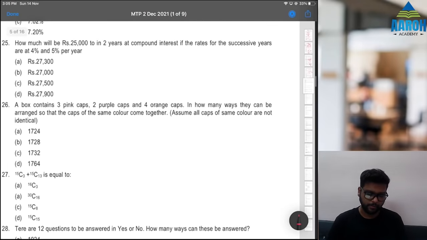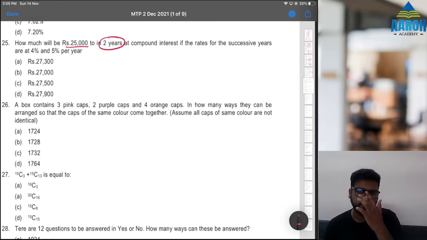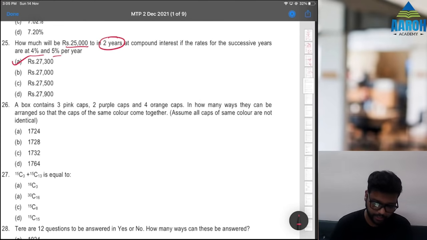Next, 25. How much will be 25,000 in 2 years at compound interest if rates are 4% and 5% per year? So 25,000 plus 4% plus 5%, that is 27,300 is the correct answer, option A.